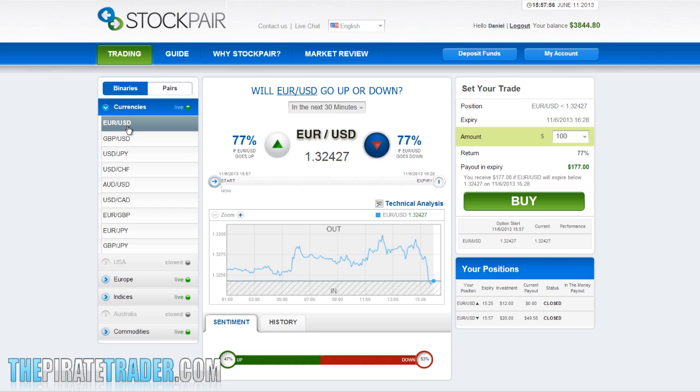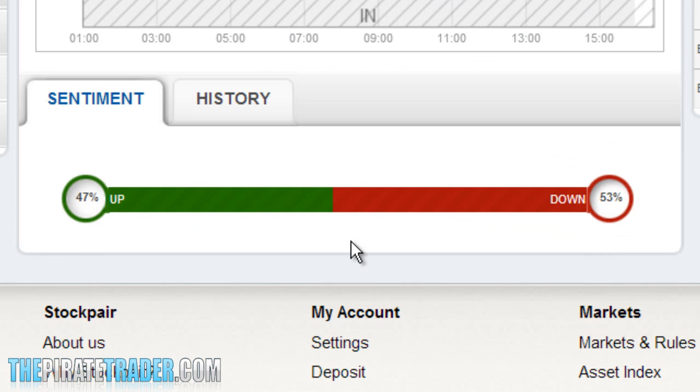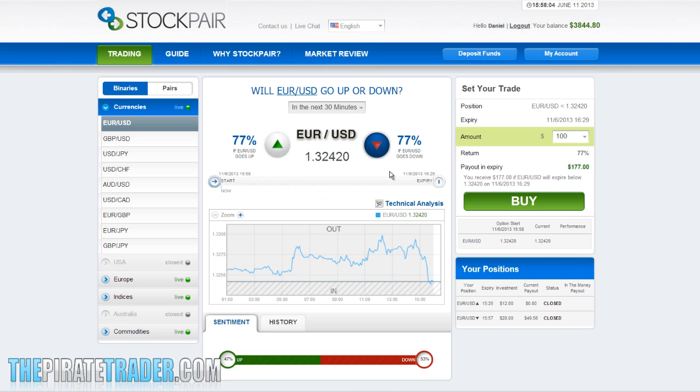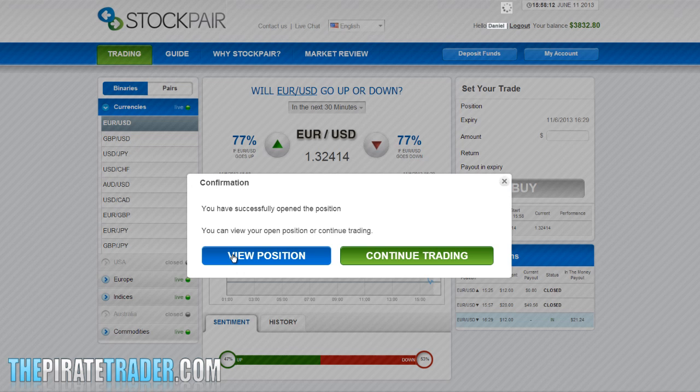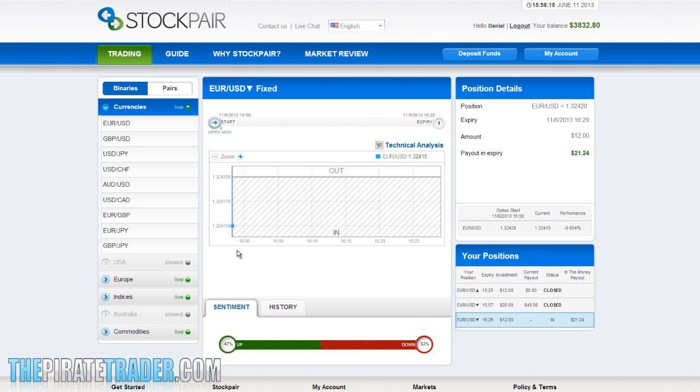I'm selecting Euro USD and look at the sentiment tool to see what direction most traders are trading. And as you can see, it's a 47-53% split. So we'll click on the Down Put button and go with the direction of the traders. We'll enter the amount of $12 here and click Buy. Hit View Position, and we're on to the next trade.